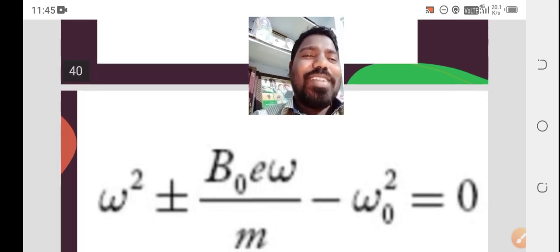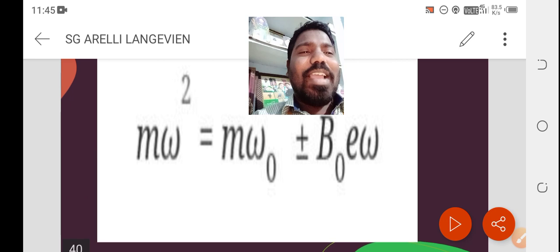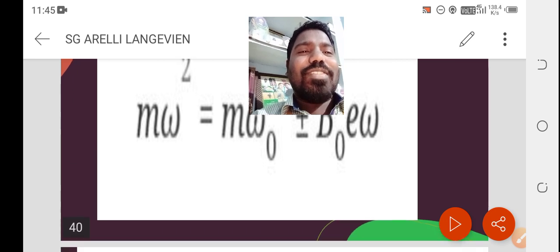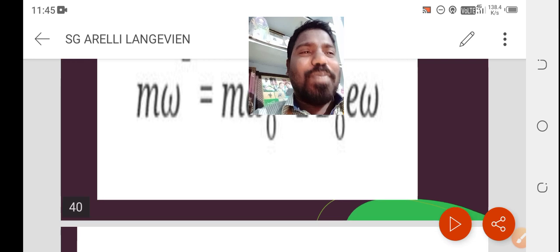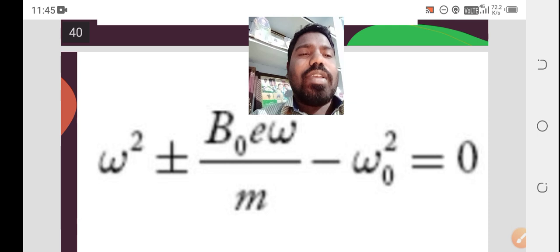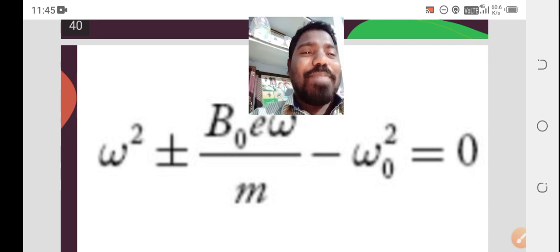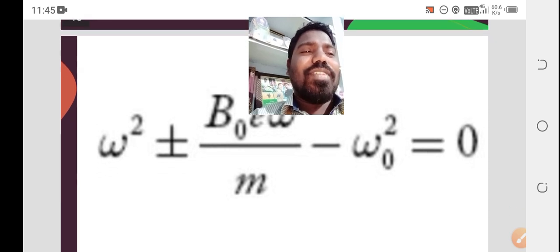Further simplification: m is the common factor, so omega square plus or minus B naught E omega by m minus omega naught square. This is like changing into a polynomial equation. Whenever it is changed into polynomial condition, omega square plus or minus B naught E omega by m minus omega naught square equal to 0.